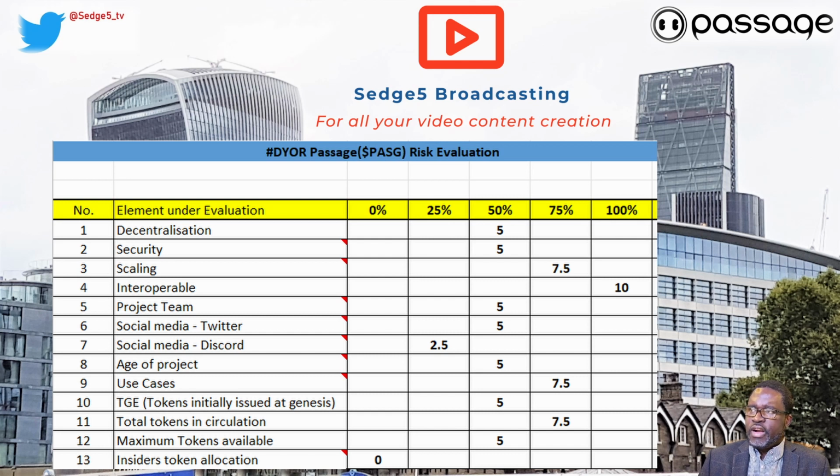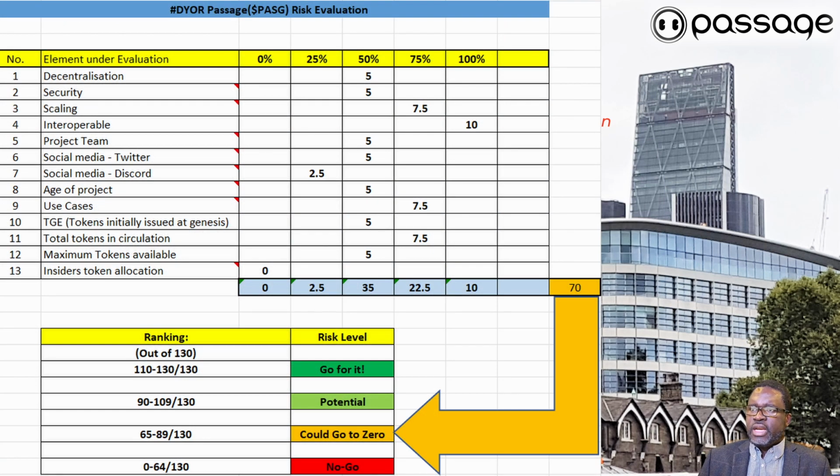Age of the project 5 points out of 10, and project use cases 7.5 points out of 10. Tokens issued at project launch 5 points out of 10, and tokens in circulation at the time of recording 7.5 points out of 10. Maximum tokens available 5 points out of 10, and insider token allocation 0 points out of 10, which then gives us a total of 70 points out of 130, which puts PASG within the could go to 0 category.